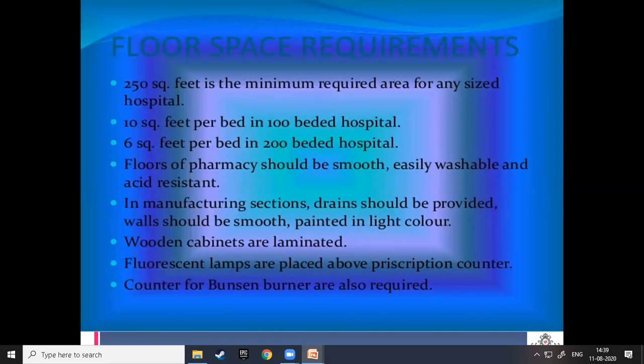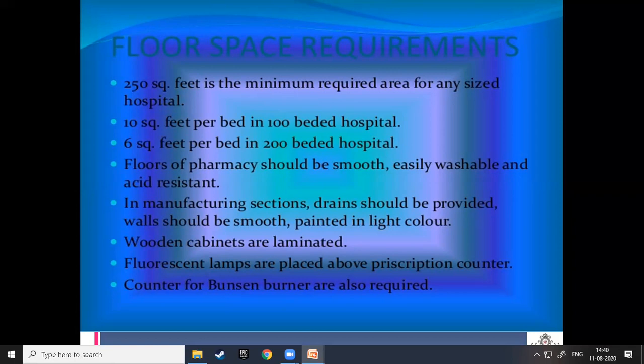Floor space requirement. It is important, you write this down. 250 square feet is the minimum required area for any hospital. 100 square feet per bed in a 100 bedded hospital. 6 square feet per bed in a 200 bedded hospital. This is the requirement of hospital pharmacy as per the number of beds present in a hospital.